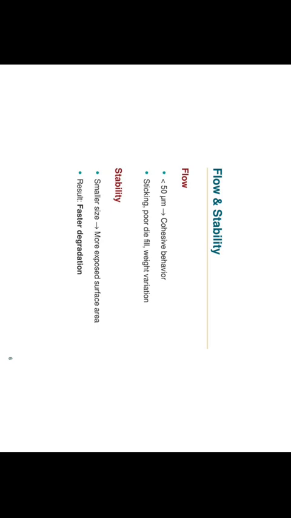Now, stability. Smaller particles have higher surface area. Higher surface area means more exposure to moisture and oxygen. That means faster degradation. So PSD silently attacks both manufacturing and shelf life.